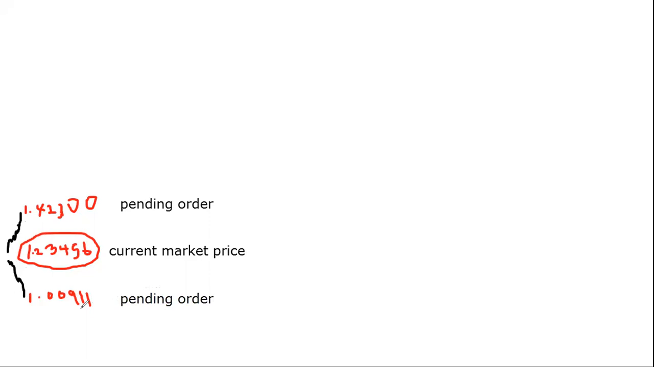Okay, so what is instant execution or market execution? It is the buying or selling of a financial instrument at the current price, while pending orders is the buy or sell of a financial instrument at a price different from the current market price. So we have different types of pending orders. We have the buy stop, the sell stop, the buy limit, the sell limit, the buy stop limit, and the sell stop limit.